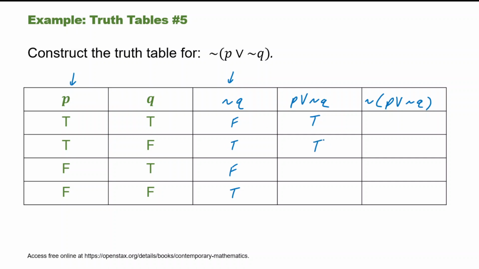There are two trues in the next row, so that's true. There are no trues in those two columns for the third one, so that is false. And there's one true in the last, so that is true. For the fifth column, we're finding the negation of the previous column, so we can just look at that column and fill these in as false, false, true, false. So the final column for not, parentheses, P or not Q, close parentheses, is false, false, true, false.